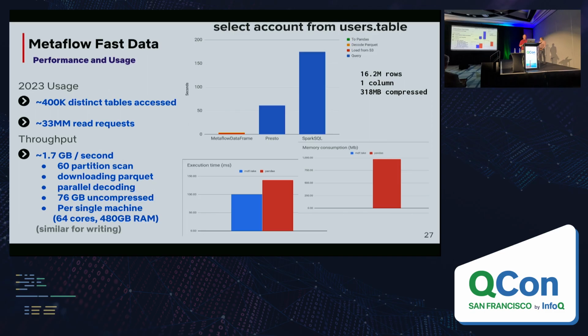I have some other performance examples here we won't go into too much. This top one, a select count from user.table, is just showing that this fast downloading method in bypassing the query engine is much faster than what people were doing before using Presto or Spark.